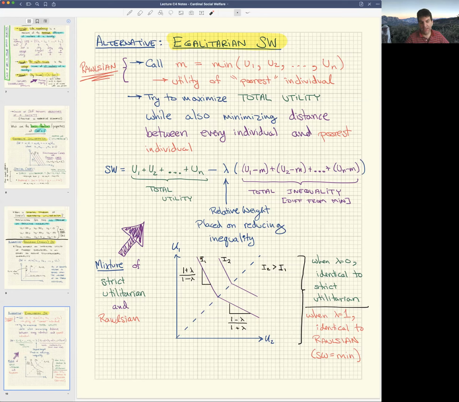Anything in between gives you utility functions that look like this. They have shallower angles that meet at the diagonal line and have a little bend there, a little knee here. So this is the so-called egalitarian, which is meant to allow you to program your mix. So if you say, I'm 50-50 total utility and Rawlsian, then this allows you to mix those two.